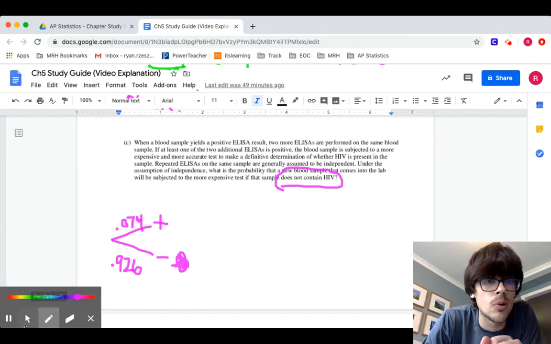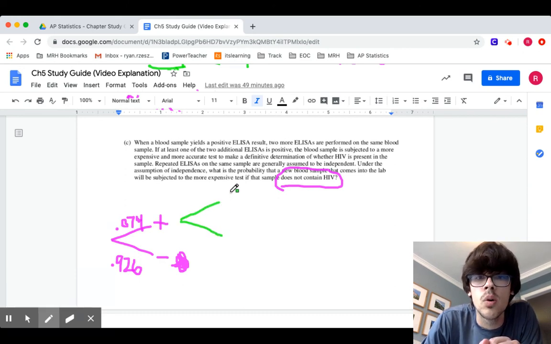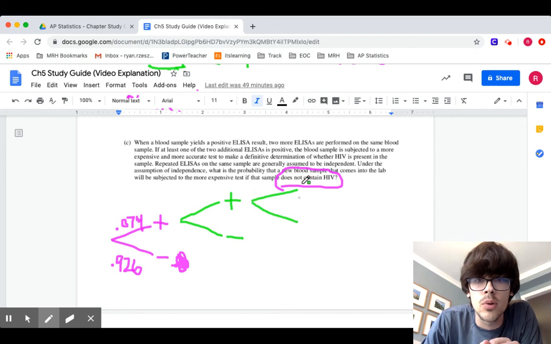If we get that first positive test, I'm going to switch color here to make it easier to distinguish. So I got a positive test. I'm not automatically going to be freaking out just yet. I have to take 2 more tests no matter what. So as soon as I get my first positive, I am going to go take 2 more tests, or my blood is going to be tested 2 more times.